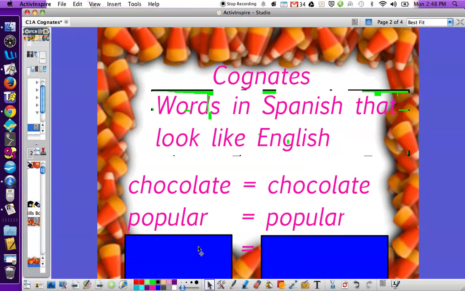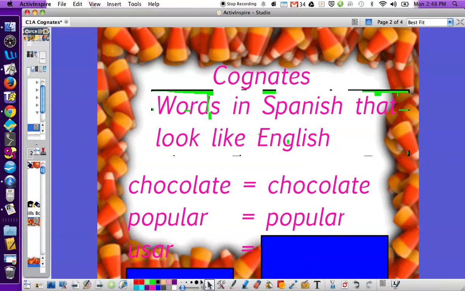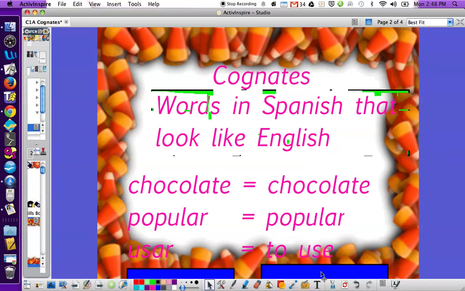Our last cognate doesn't look exactly like its English counterpart, but it's very close. It's usar. Usar starts with US and it ends with AR, so that tells me right there it's an infinitive and it's a verb. And I know a verb that starts with US in English and looks a lot like usar, and that's the verb use, or our infinitive, to use.